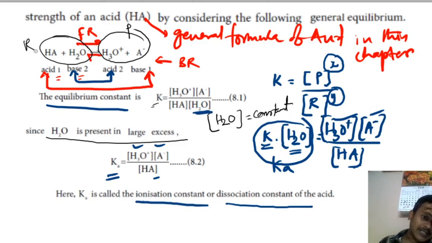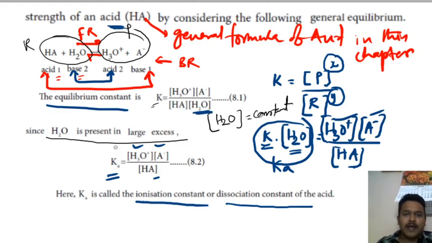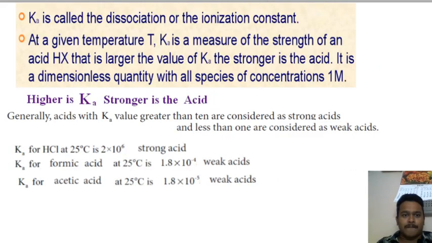See, this is an acid. HA is an acid. Based on the strength of the acid, we can say based on Ka. Ka value more means, next slide I will show. See, Ka is called a dissociation or ionization constant at a given temperature. This is important, temperature. Ka is a measure of the strength of an acid HX. That is, the larger the value of Ka, the stronger the acid.